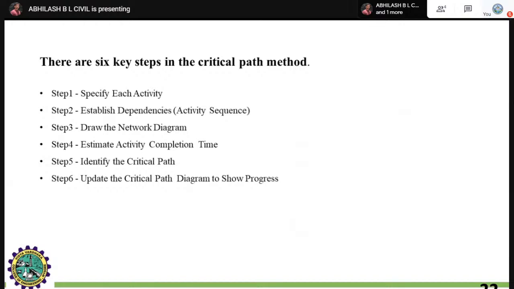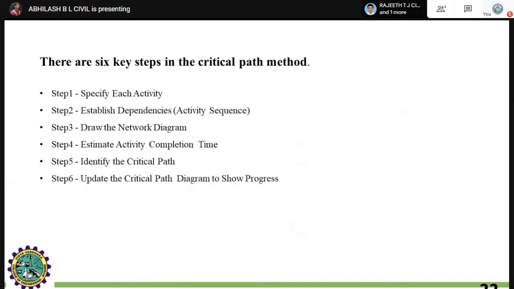There are 6 key steps in the critical path method, right? While sketching that particular critical path, what are the different activities you are going to take place? The first step is to specify each activity. Without having a second thought, you have to identify the different activities. So you have to specify the particular activities in step 1.